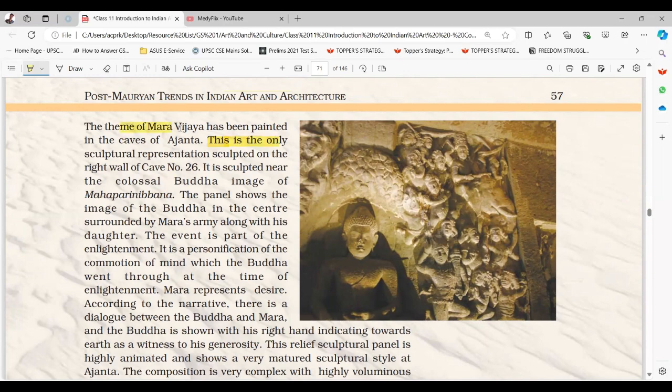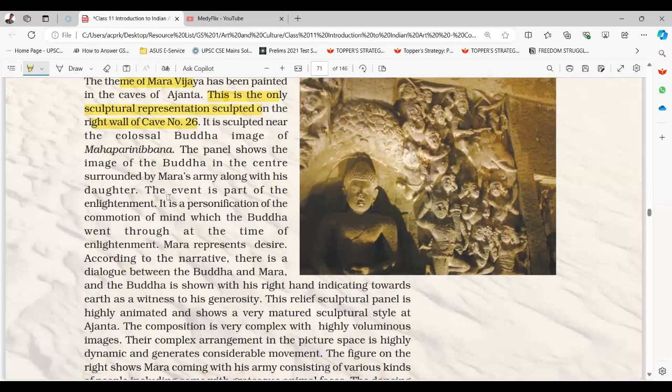The Mara Vijaya theme has been painted in the caves of Ajanta. This is the only sculptural representation, sculpted on the right wall of cave number 26. It is sculpted near the colossal Buddha image of Mahaparinibbana. The panel shows the image of the Buddha in the center, surrounded by Mara's army, along with his daughter.